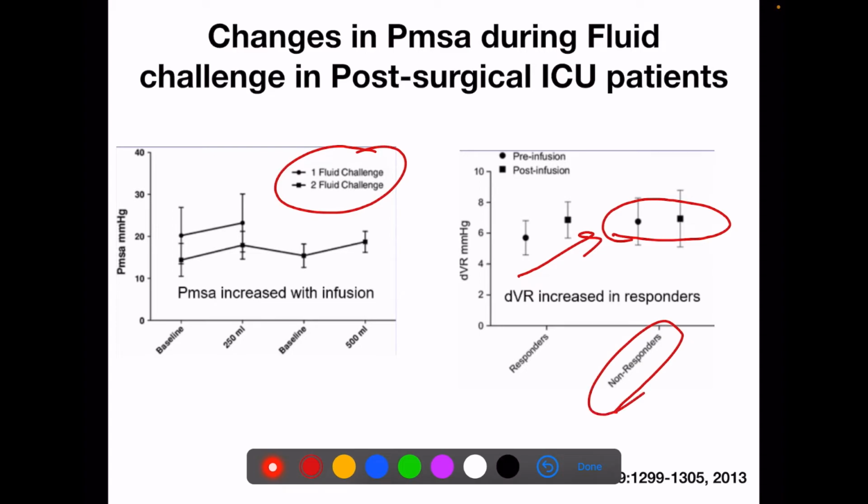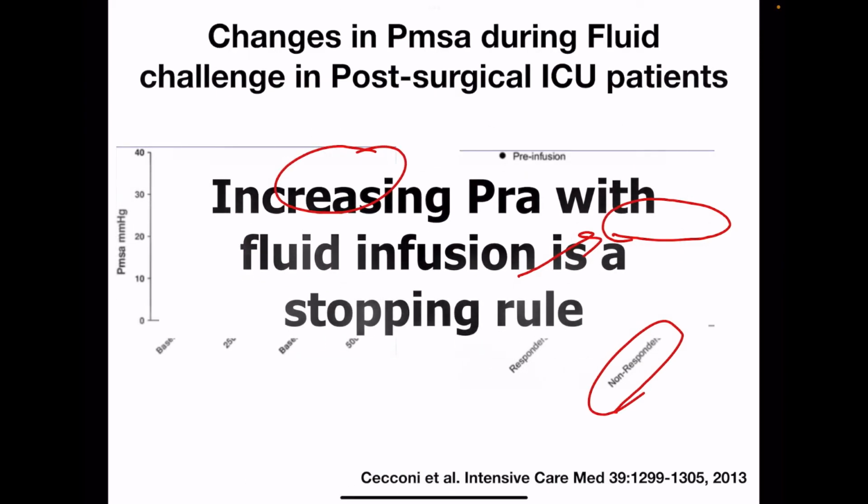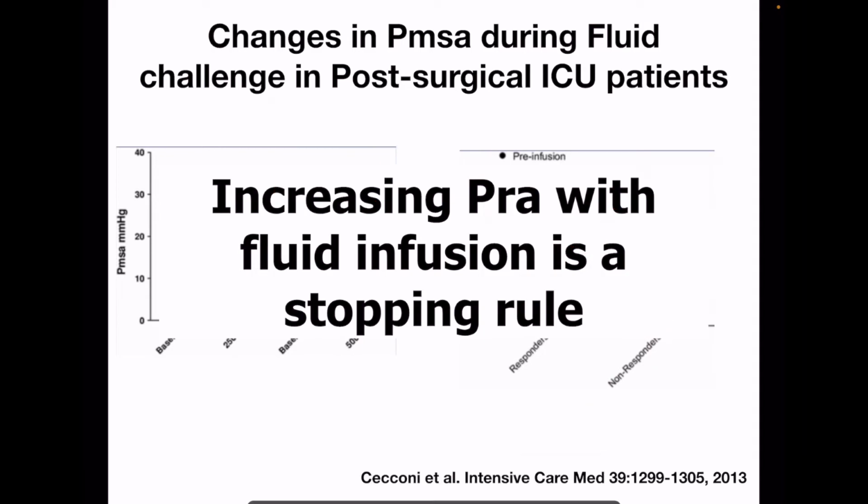So what we can deduce from here is that increase in the right atrial pressure with fluid infusion should be a stopping rule for giving fluids, which means that if you are doing a fluid loading, what we are targeting actually is an increase in the mean systemic filling pressure, not an increase in the right atrial pressure. If you're finding an increase in the right atrial pressure by giving fluid, it means that the heart is unable to cope up with the volume load, and it is resulting in an increased right atrial pressure. So this is where we should stop giving fluids.